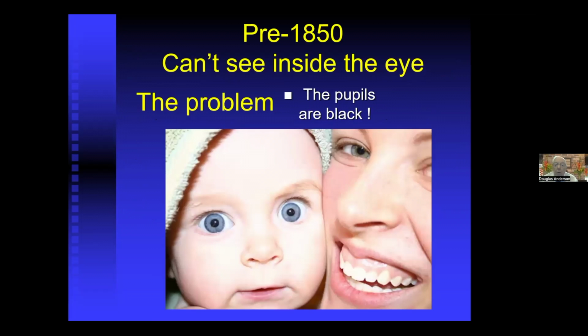Now, the problem is that the pupils are black. What does that mean? It means that the illumination in the room was illuminating some part of the retina other than the part of the retina that you see by looking directly into the eye. That part of the eye was not illuminated and was in the shadow of the observer, so to speak, and therefore you couldn't see anything but black in the pupil.